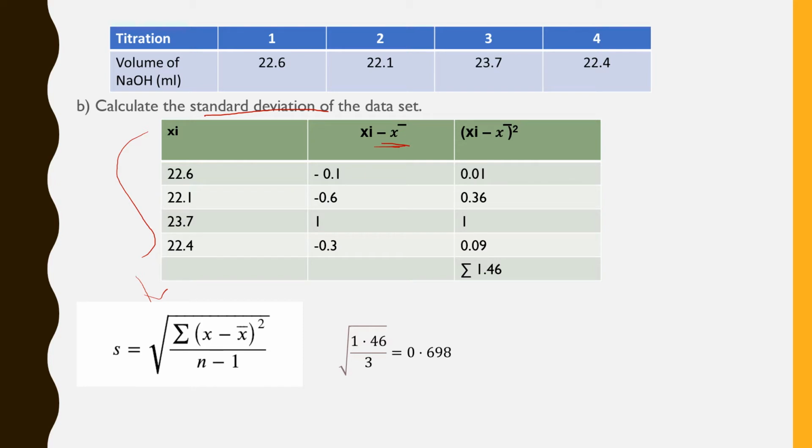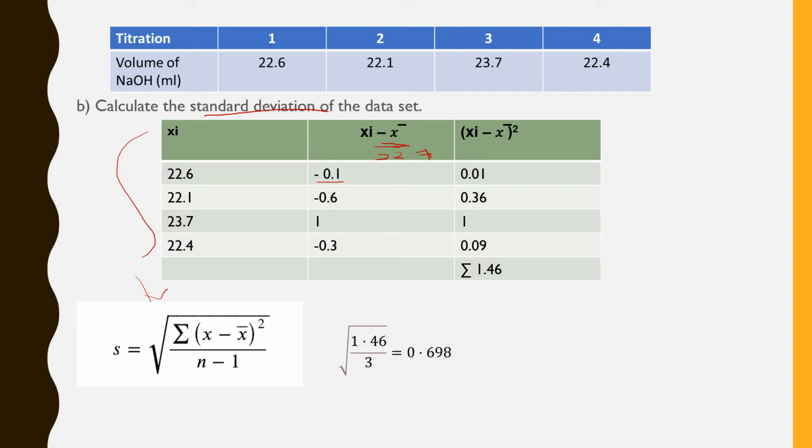The mean is 22.7. So for data number 1, 22.6 minus 22.7, you will get negative 0.1. 22.1 minus 22.7 will get negative 0.6. 23.7 minus 22.7 will get 1. 22.4 minus 22.7 will get negative 0.3.